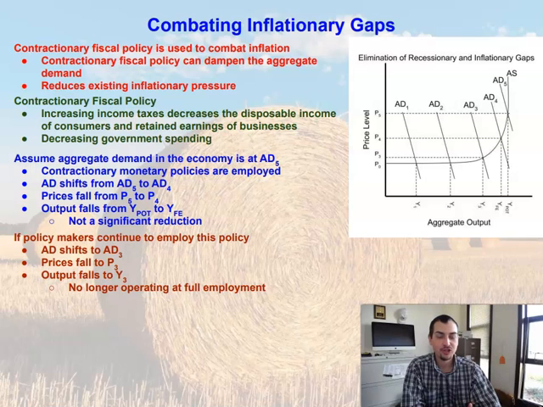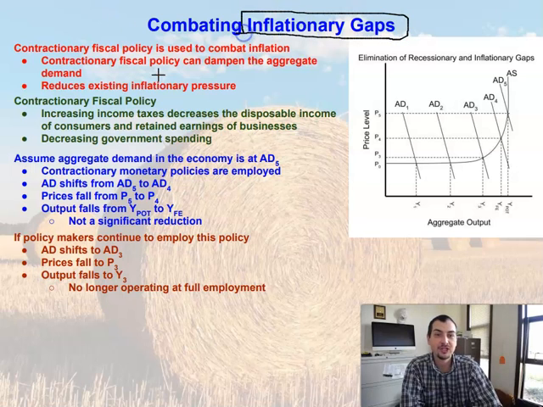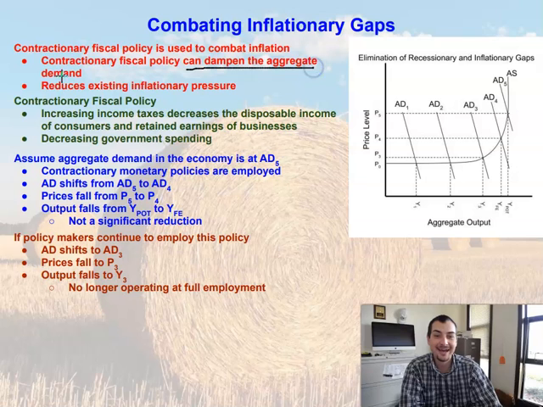So now that we know how we're going to use fiscal policy to combat recessionary gaps, what about inflationary gaps? Let's dive into how combating inflationary gaps works using contractionary fiscal policy. Remember, if we're engaging in contractionary fiscal policy, we're going to be increasing taxes or decreasing government spending. Essentially, we're trying to dampen aggregate demand, shifting it to the left to reduce it. And this reduces the existing inflationary pressure. So let's look at how this actually works.